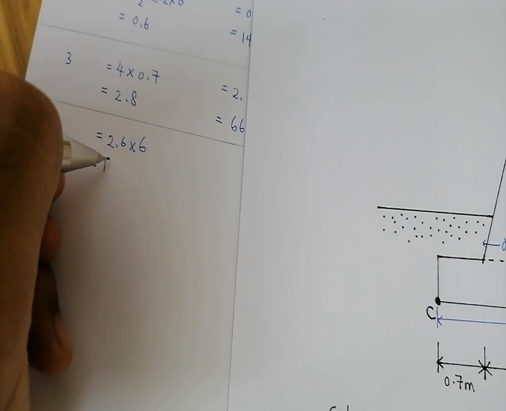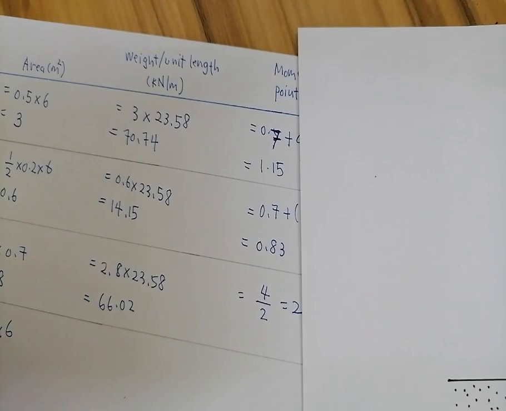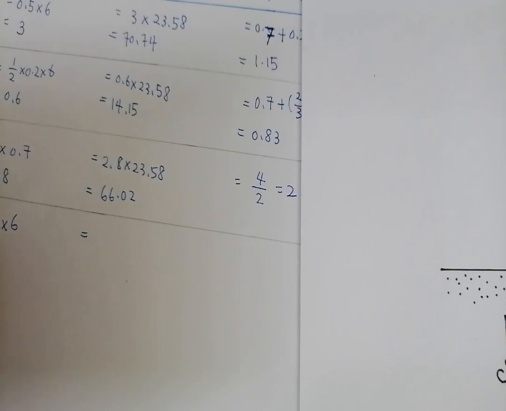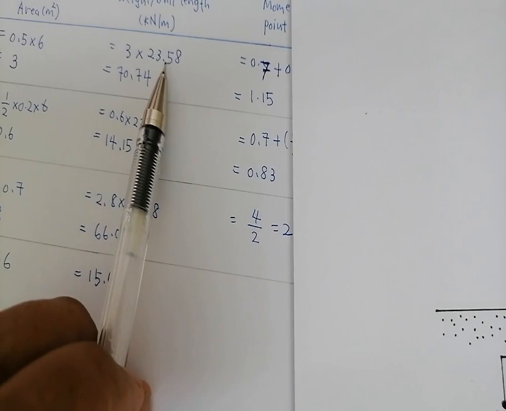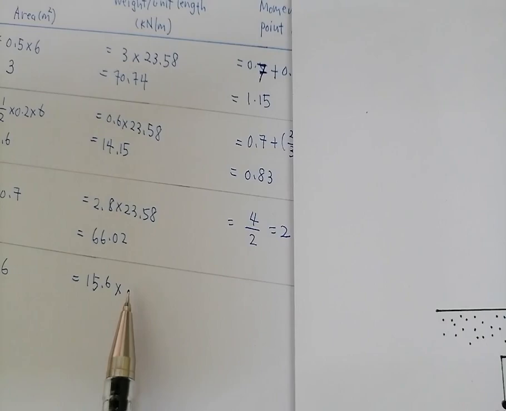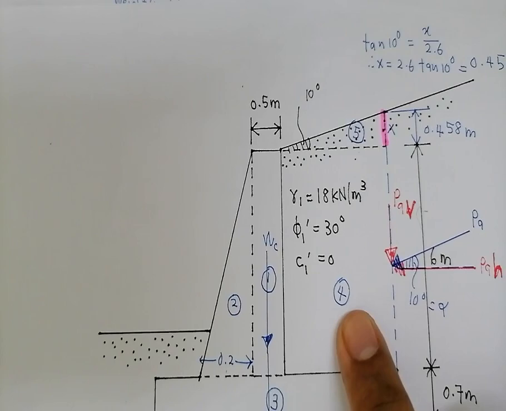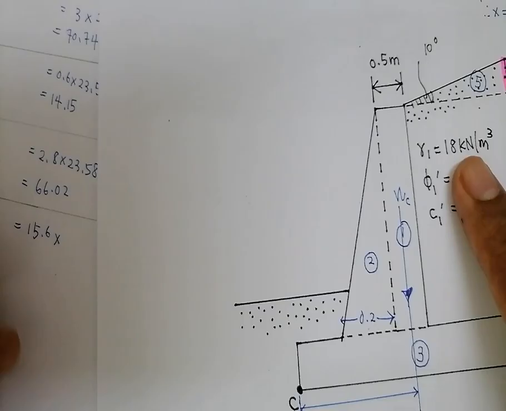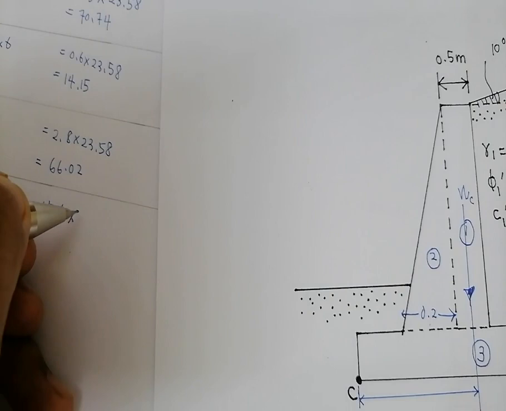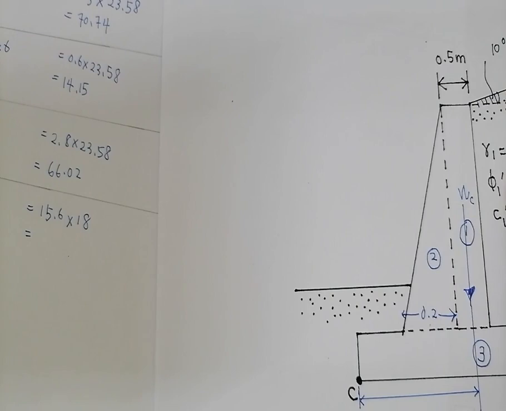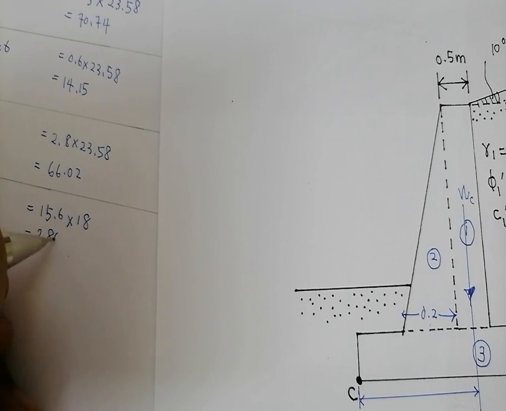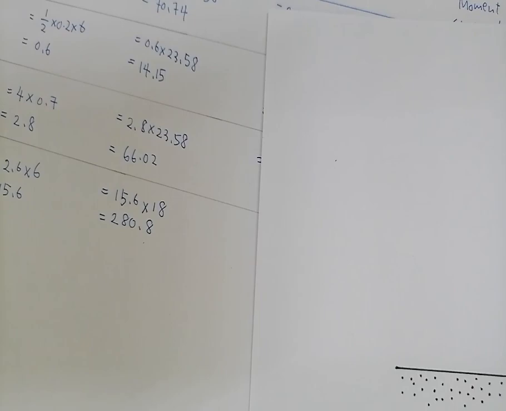Okay, and to get the weight per unit length, or the third column, you have to multiply by the unit weight. So 15.6. But please remember, not the unit weight of concrete anymore. This is the unit weight of concrete, 23.58. For the fourth section, it is a soil section. So you have to multiply by the unit weight of soil, which is 18. Okay, so 15.6 times 18 equals 280.8.